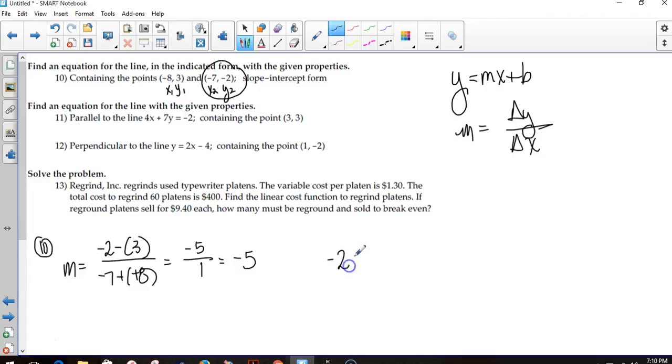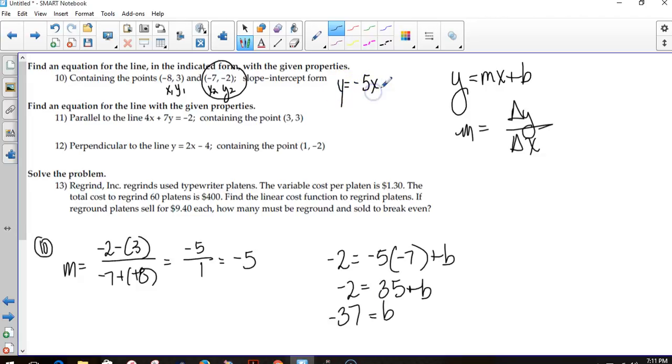Y is a -2, m I found to be a -5, x is a -7, and now all I have to do is find b. -5 times -7 is 35. And when I subtract that over, I get b is a -37. And so the equation of the line for number 10 is going to be y equals -5x minus 37.